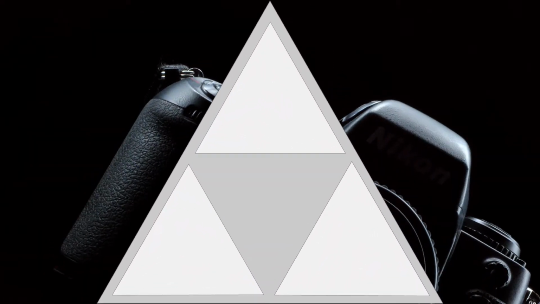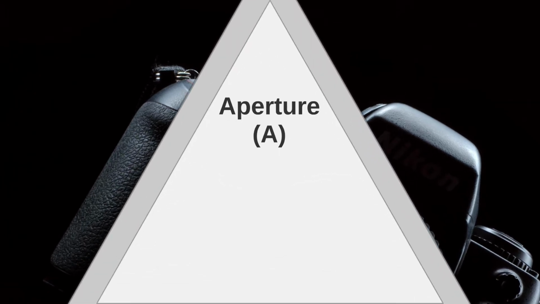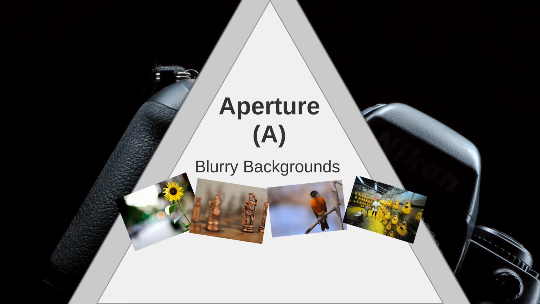The second step is learning about the exposure triangle: aperture, ISO, and shutter speed. Aperture allows you to take those cool blurry background pictures. Its purpose actually allows you to determine how much of your picture is in focus. Your camera measures this using an F scale.